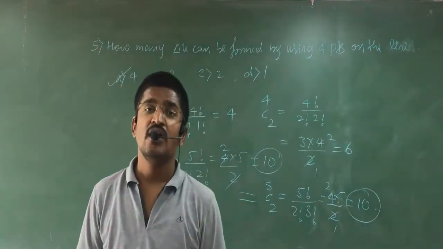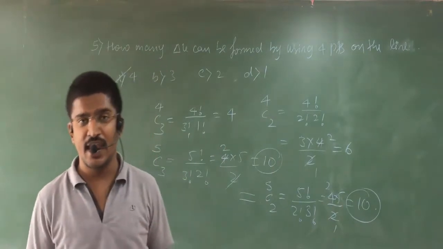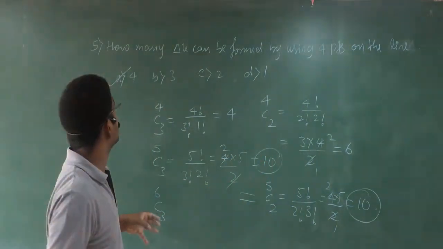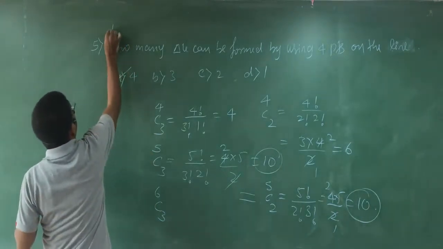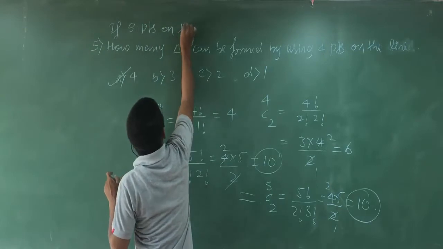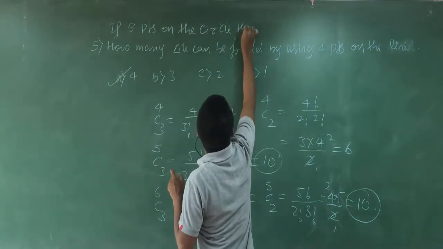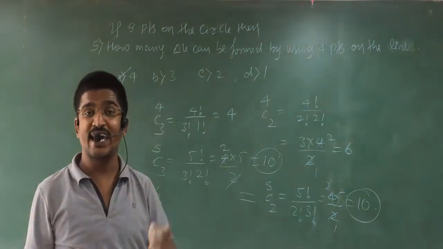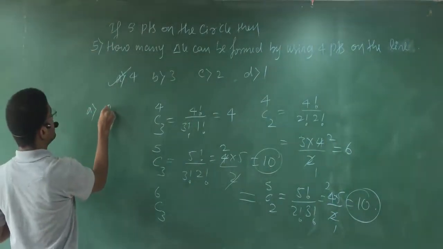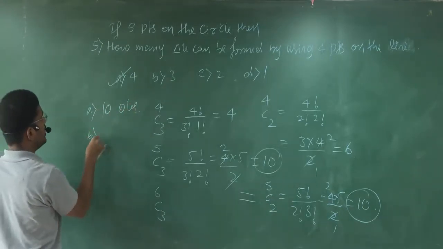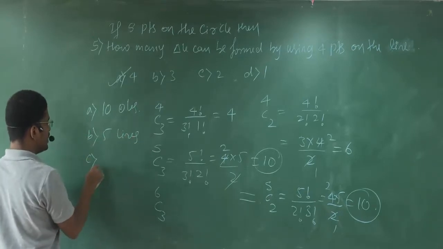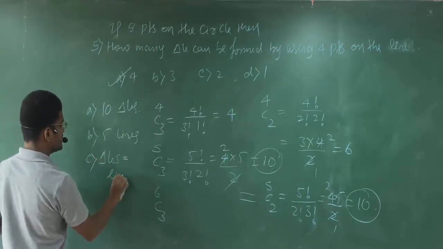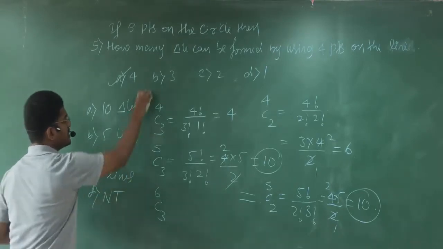They can ask, if 5 points are present on the circle, then the number of circles is 10, number of triangles, number of lines. Option A is 10 circles, option B 5 lines, option C triangles equal to lines, option D none of these. This also they can ask.